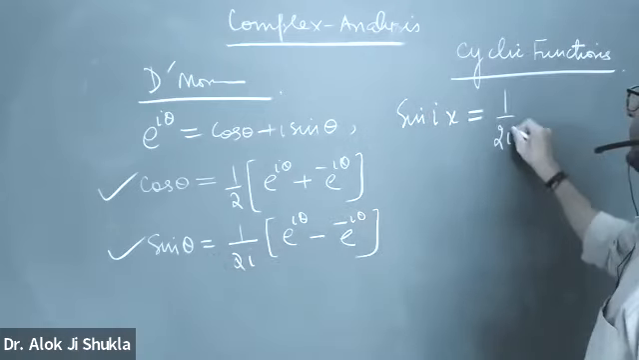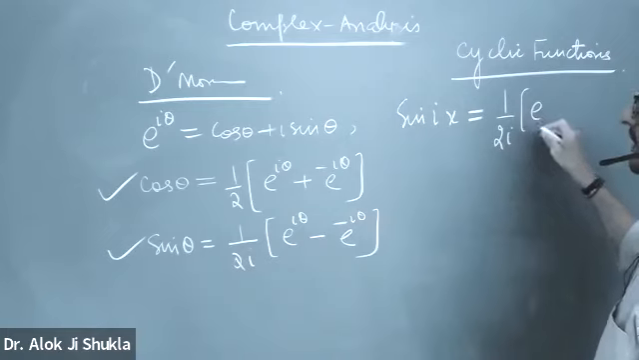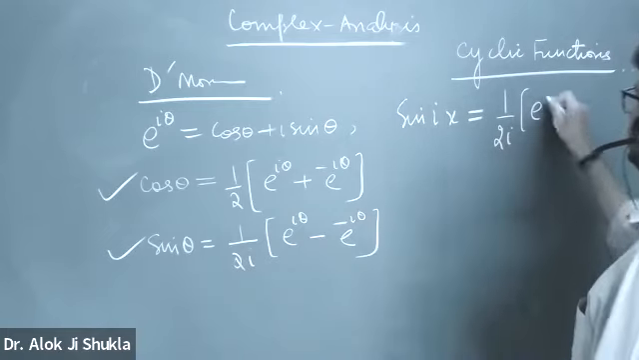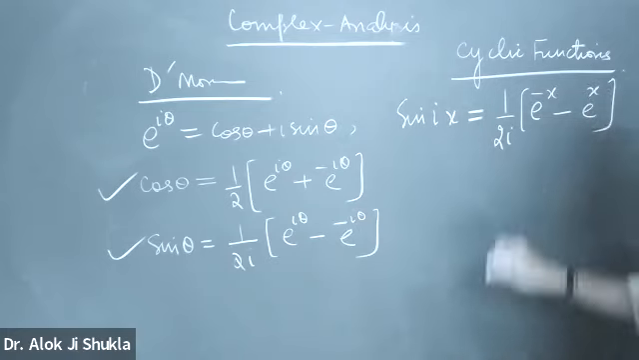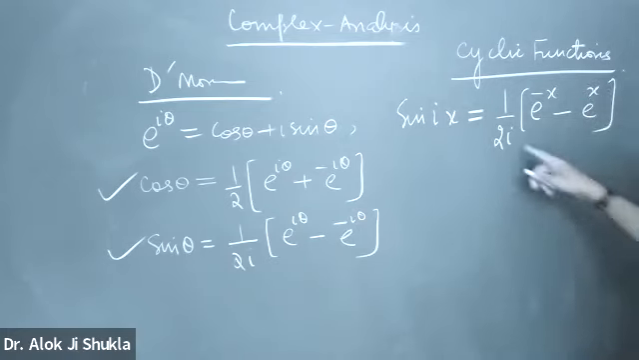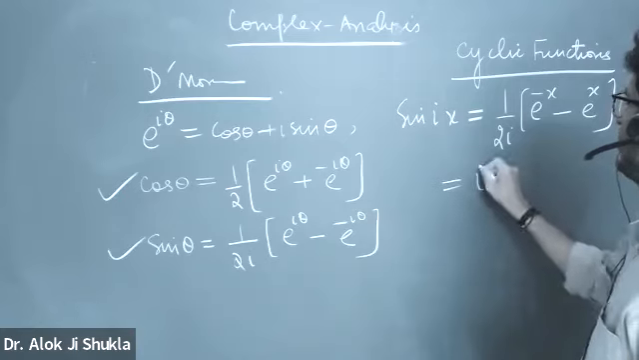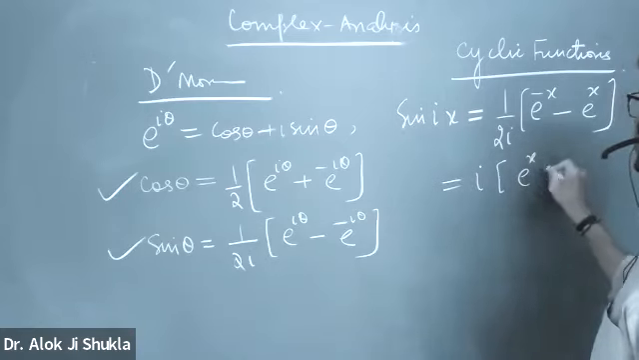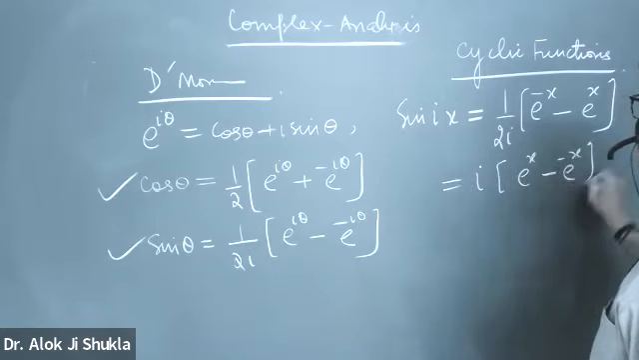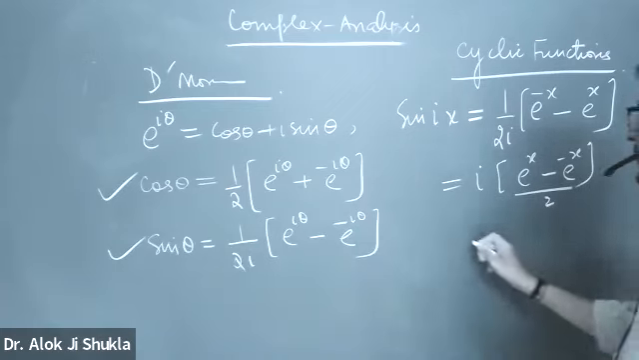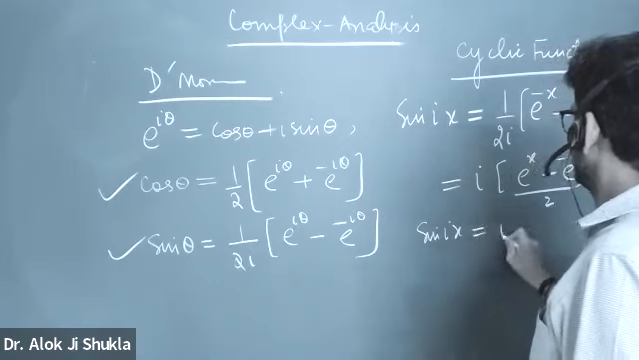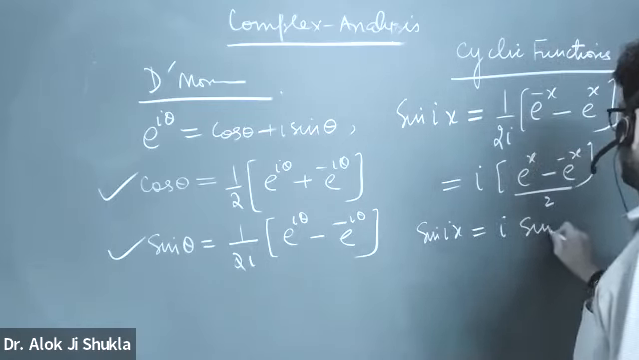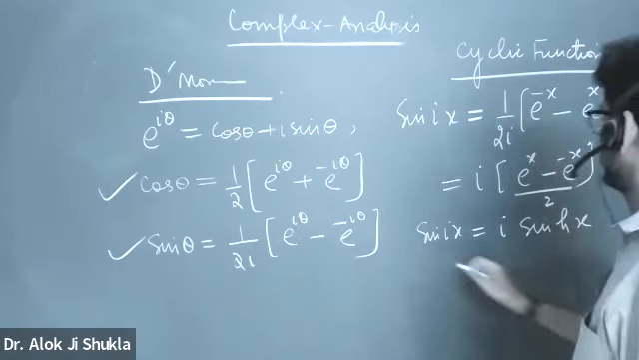It will become 1 by 2i e to the power, put it here, ix minus e to the power minus ix. Like this. Take iota in the numerator. It will become iota e to the power x minus e to the power minus x upon 2, which is sine of iota x is iota sine hyperbolic x.